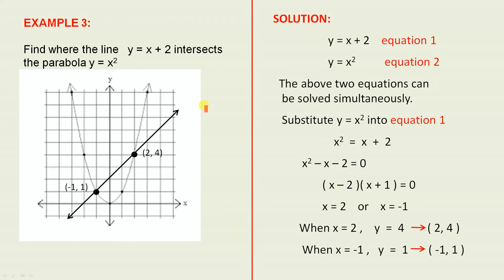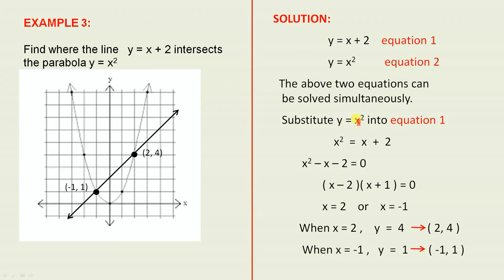Example 3. Find where the line y equals x plus 2 intersects the parabola y equals x squared. So here are the two equations, y equals x plus 2 and y equals x squared. That's equation 1 and that's equation 2. The above two equations can be solved simultaneously.